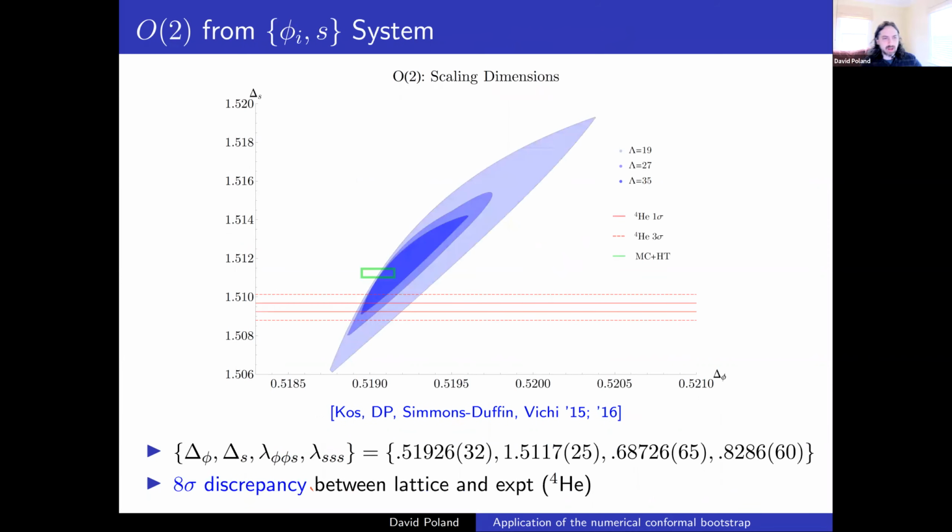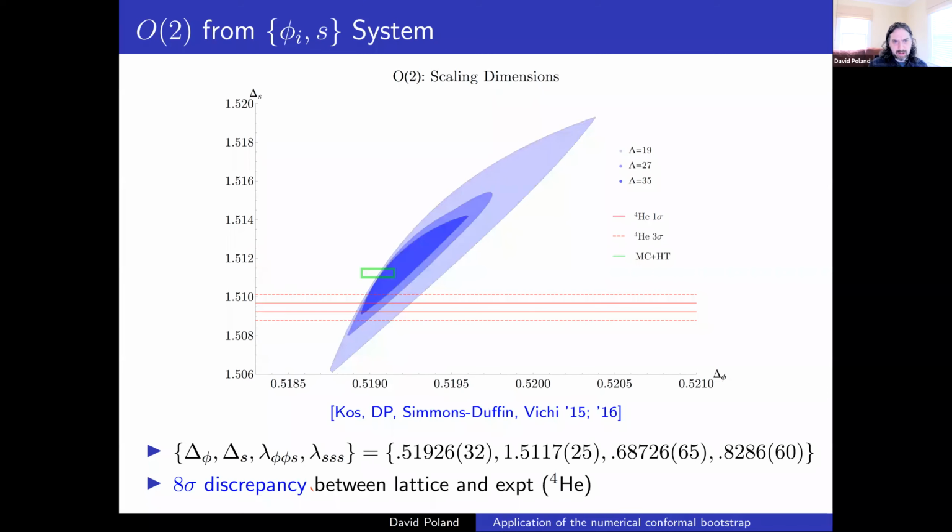Here's a picture of the island for the O(2) model from this phi, S system of correlators, compared with Monte Carlo simulations shown in this rectangle, and the experimental measurement from helium-4 shown in this band. Taking their errors at face value, there's some kind of discrepancy between the two results. And the bootstrap island, at least using the phi, S system of correlators, couldn't quite resolve this discrepancy, at least pushing it to lambda equals 35.